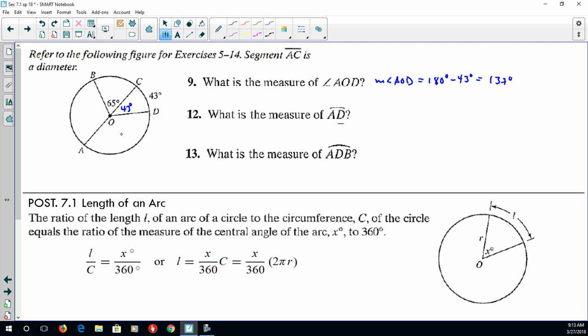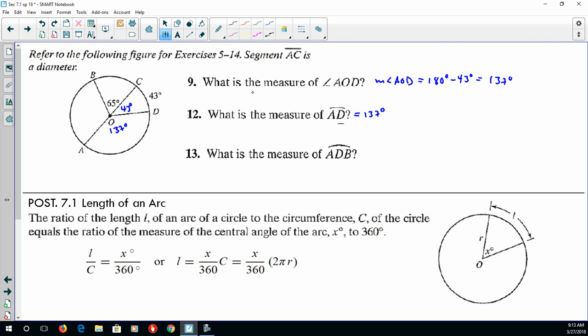What is the measure of arc AD? Well, that's the same thing. Because the measure of an arc is the measure of its central angle. Okay, what's the measure of arc ADB? So this is the one that goes all the way around here.